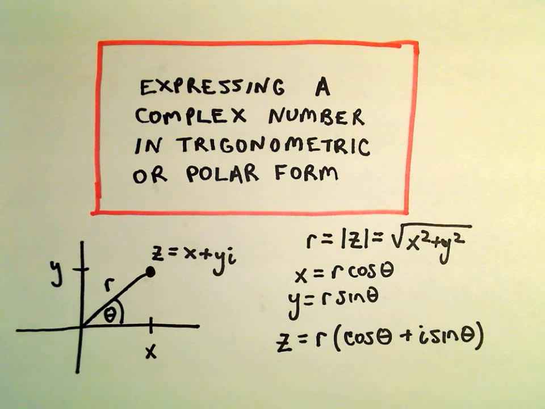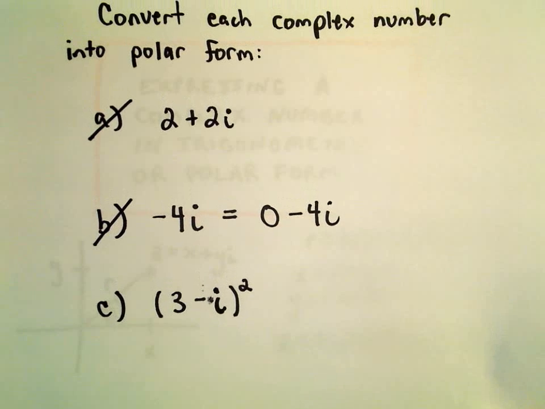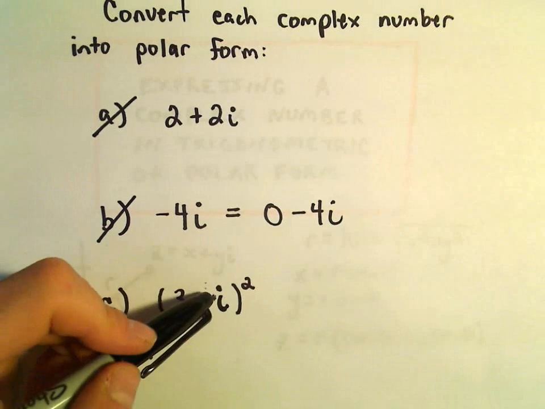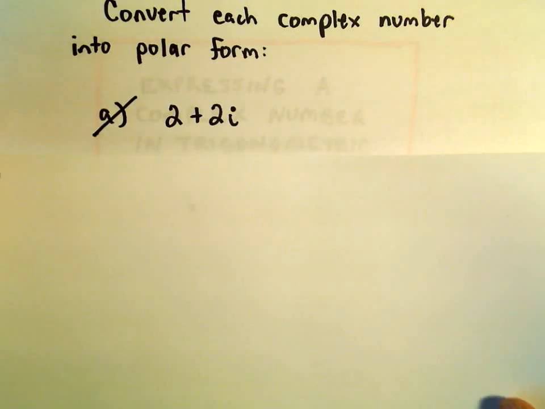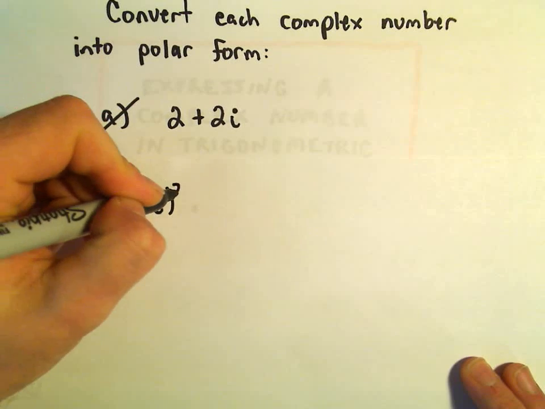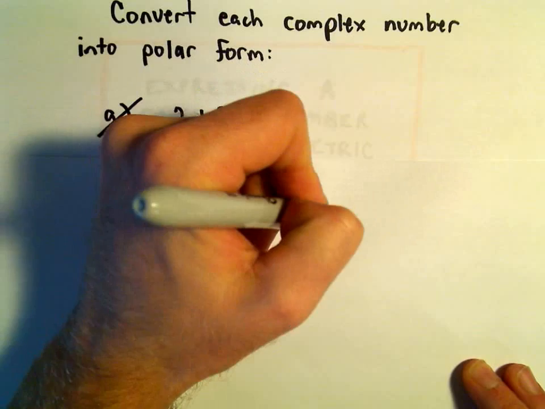Okay, so one last example here of converting a complex number into polar form. So here we've got (3 minus i) squared. Sorry, I had a little ink run off there, a little dot. So (3 minus i) squared. The first thing I'm going to do here is rewrite this as something a little more familiar. So I'm actually going to just distribute everything out.